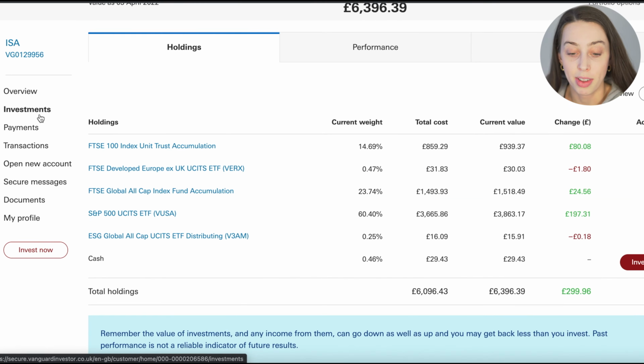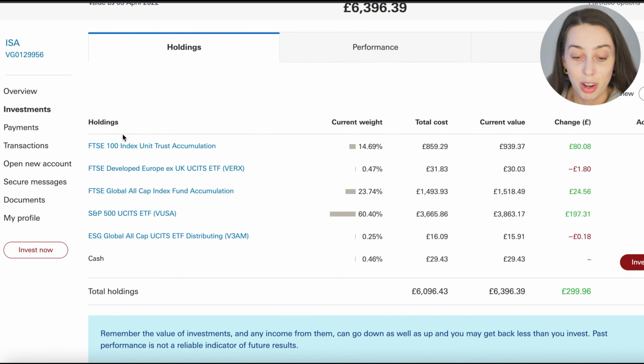So we're going to go on to my investments, and you'll see right now I have 1, 2, 3, 4, 5, and my FTSE 100 is up by £80, so that's fantastic. The other two that I'm selling are not very big holdings at all. You'll see the current value, £30 and £16. So I'm down on both of them, but not by very much.